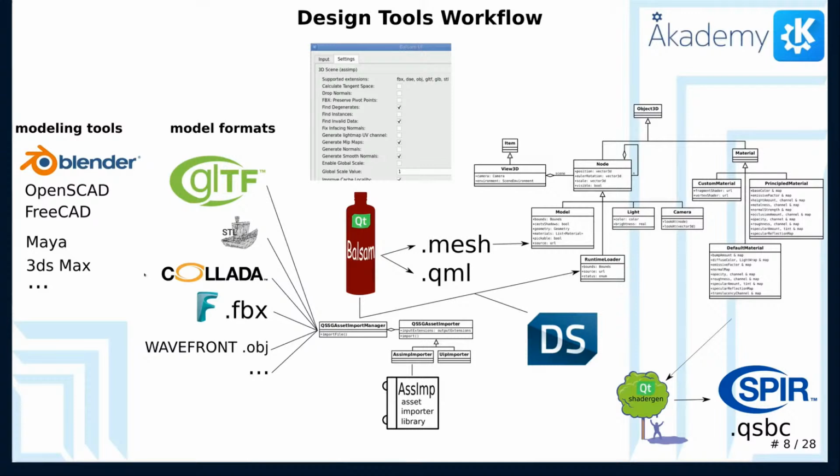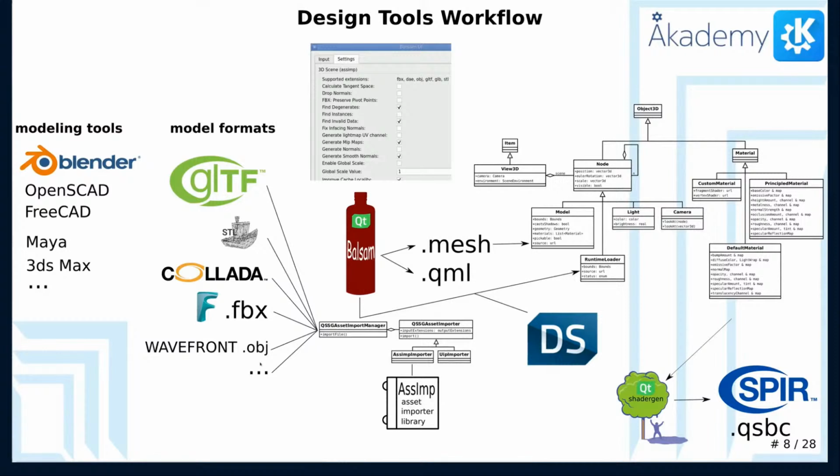Then there's Collada, FBX, and Wavefront OBJ. Those are typically used as interchange formats between the different modeling tools, and they have a lot of features. And Qt is not ever probably going to be able to support all of those features because they're not appropriate for real-time rendering.